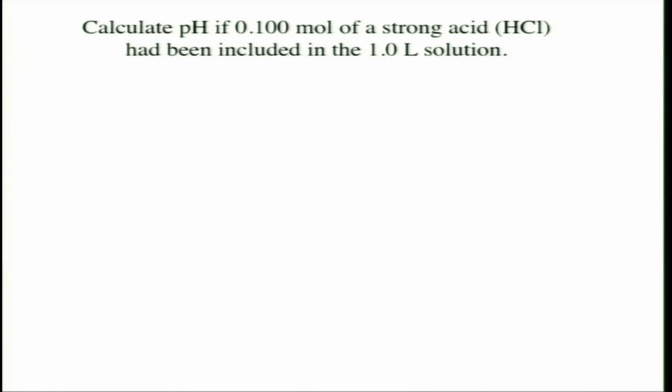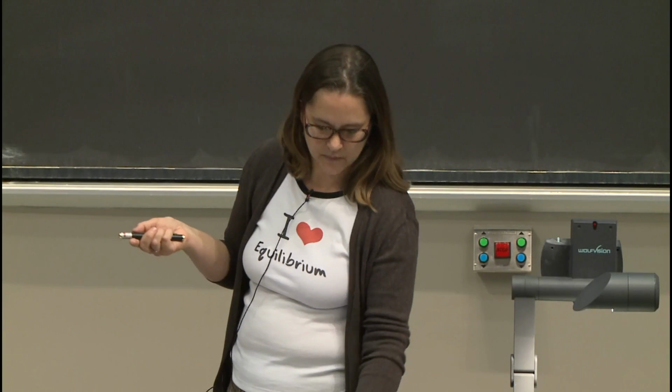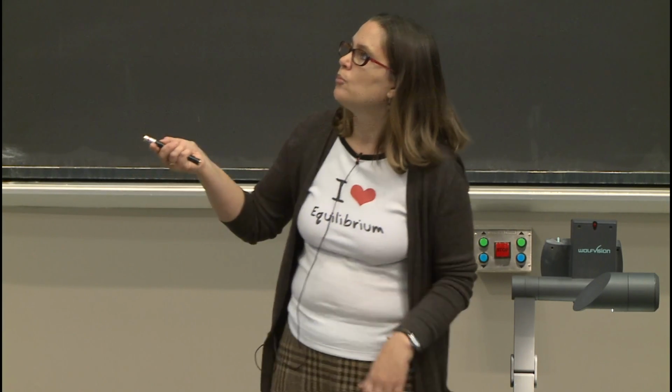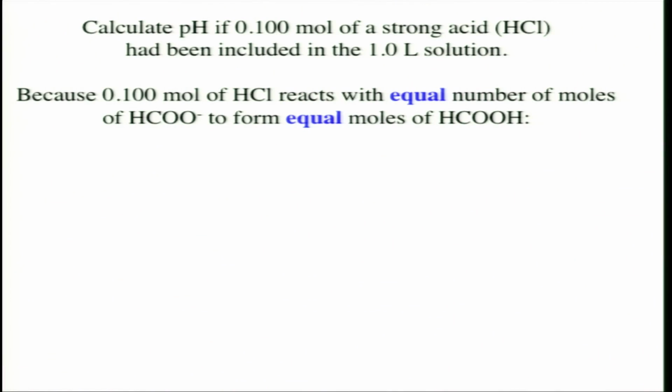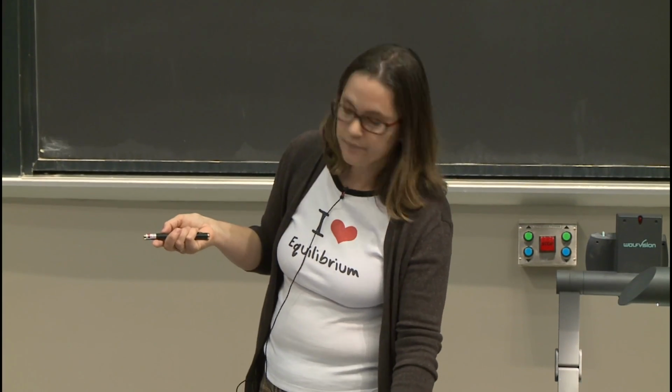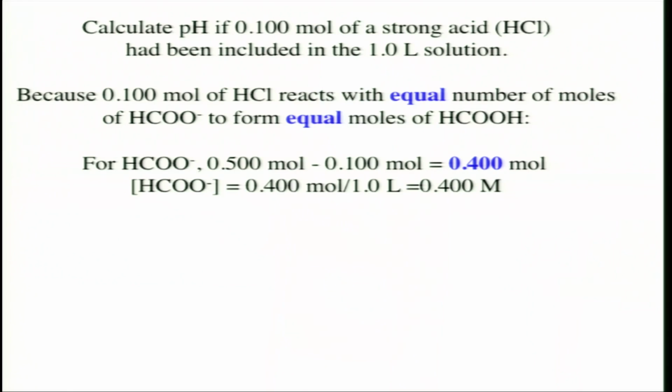So now in this problem, we're asked to calculate what would happen to the pH if 0.1 moles of a strong acid had been included in our 1 liter solution. And because 0.1 moles of our strong acid would react with an equal number of moles of that conjugate base, that's what the conjugate base does in a buffer. It reacts with a strong acid that is supplied, and it will form equal moles then of its conjugate acid. So we have to do some subtraction.